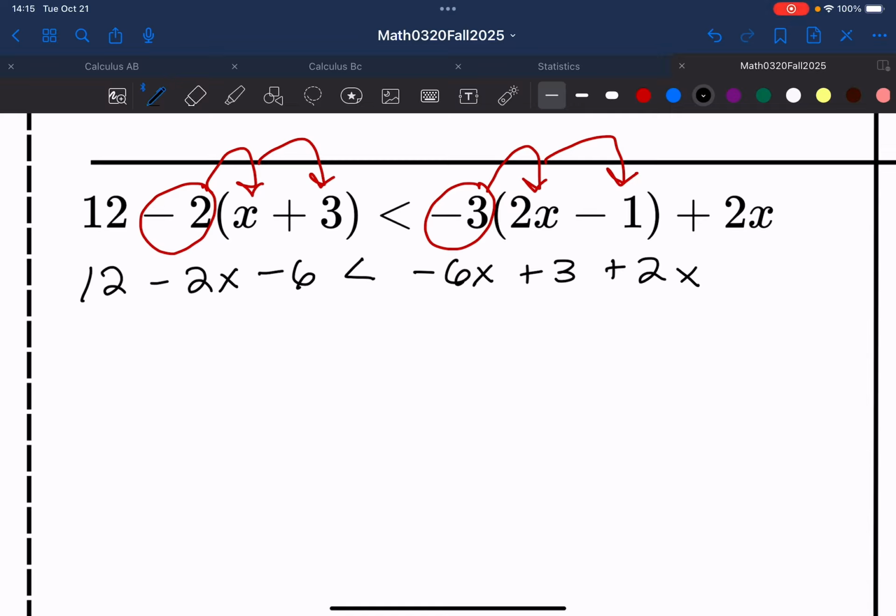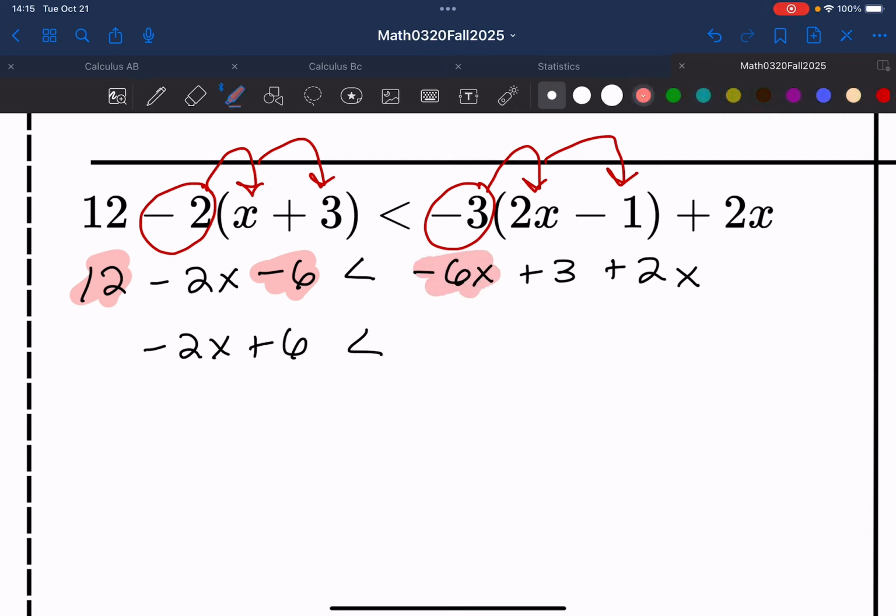bring down the 2x. Now I'm going to combine like terms. 12 minus 6 is 6, so I have negative 2x plus 6 is less than negative 6x plus 2x is negative 4x, and then I bring down the plus 3.